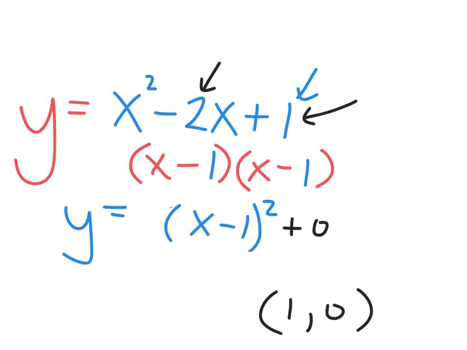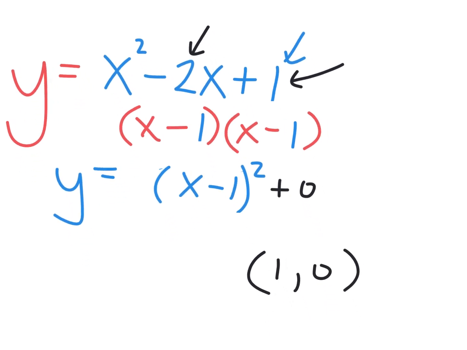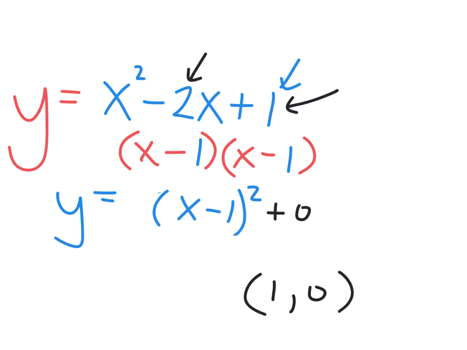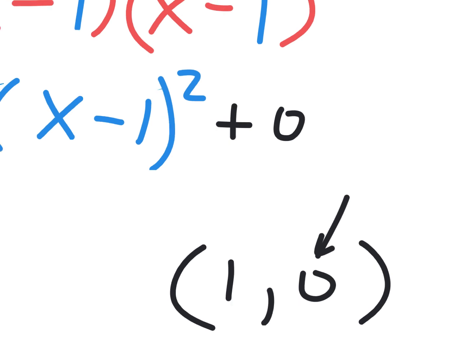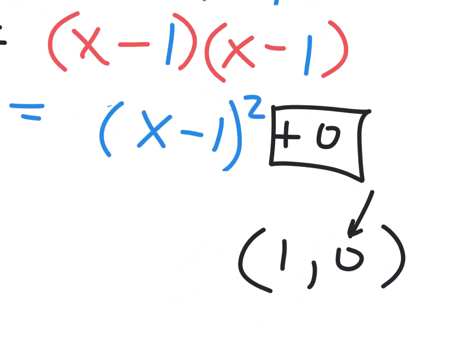Yes? Why is the y for the vertex 0? Shouldn't it be c? Okay. How about this? Would you agree that if I multiplied this all out and I got the c term, that's the y-intercept? You're thinking of y-intercept. That's not what we want. We don't want the y-intercept. We want this number, and there is no number there, and so I'm just putting a plus 0.